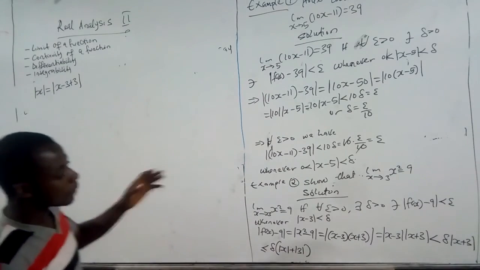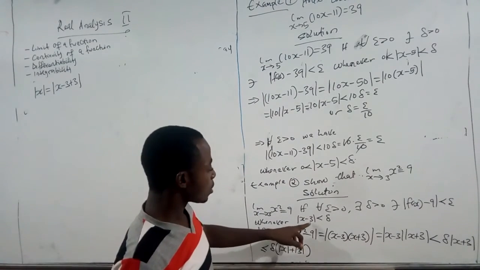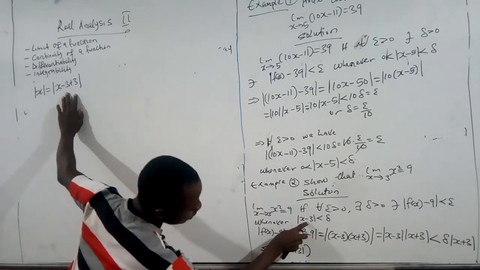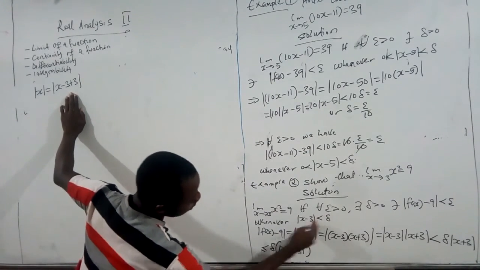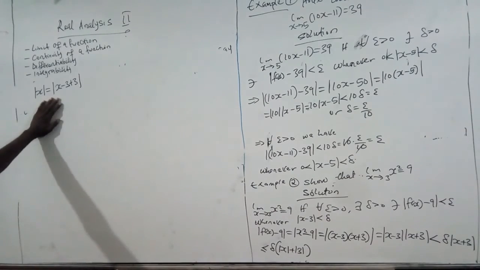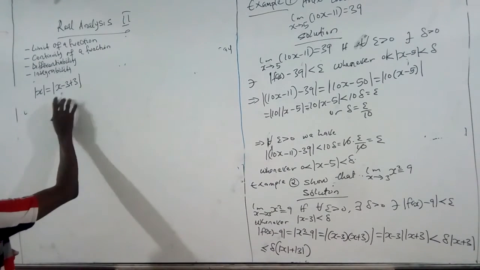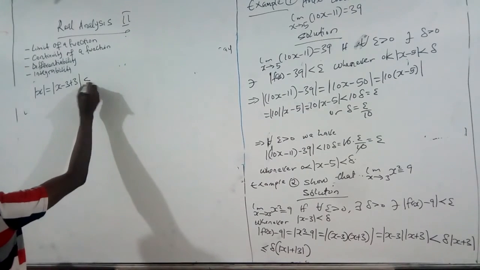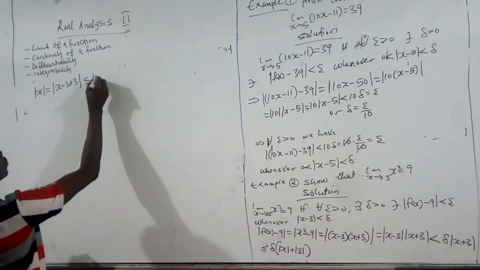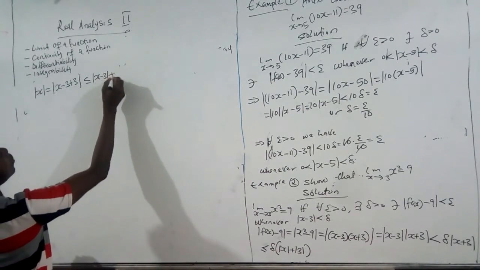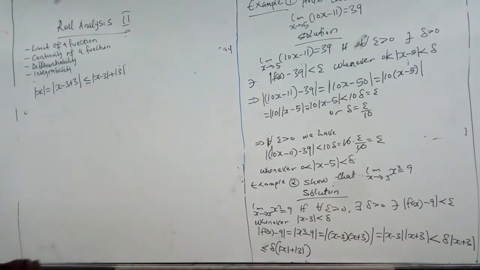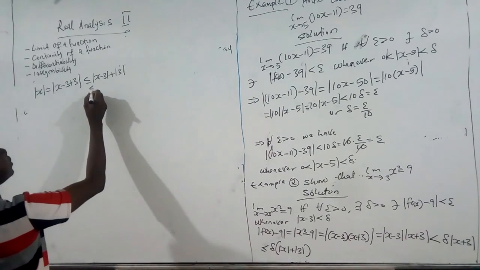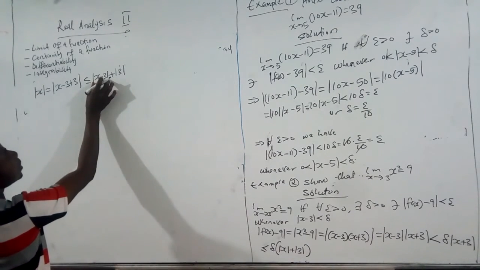So we can write x in terms of delta. We write the same thing then add the same so that we can have the same thing here. Therefore, by triangular inequality, this is less than or equal to the absolute value of x minus 3 plus the absolute value of 3, and this is less than delta from there.